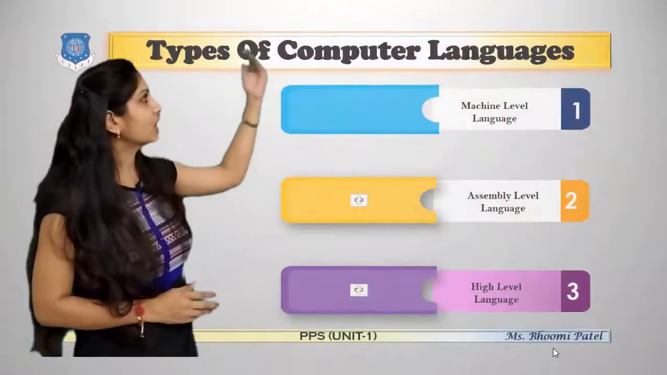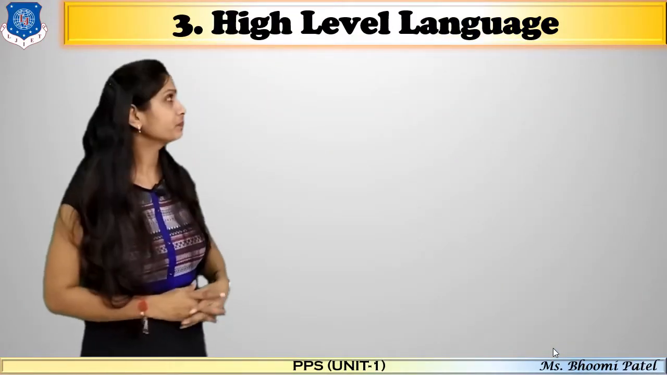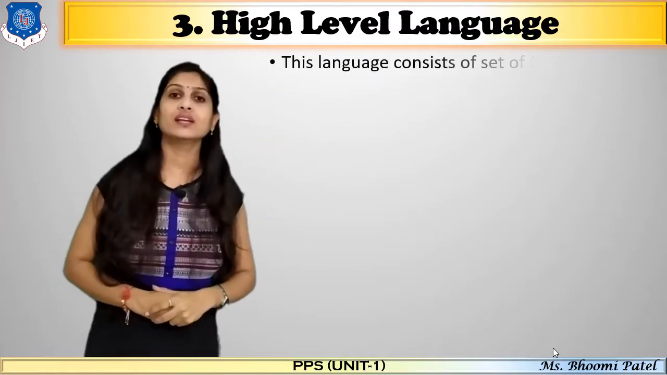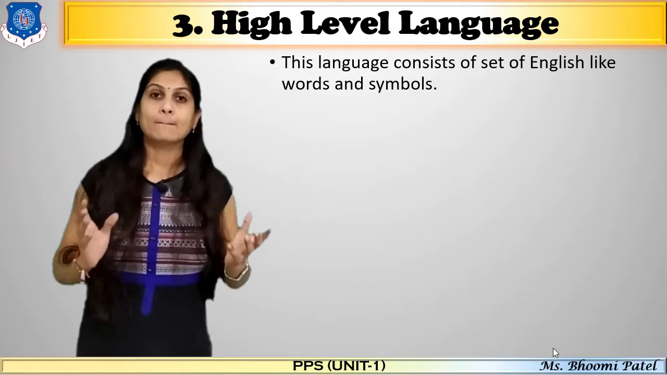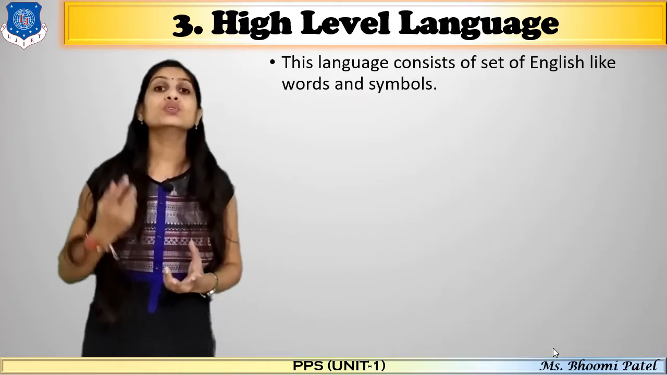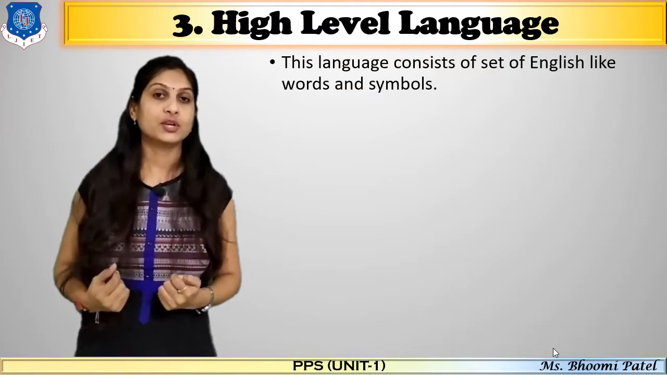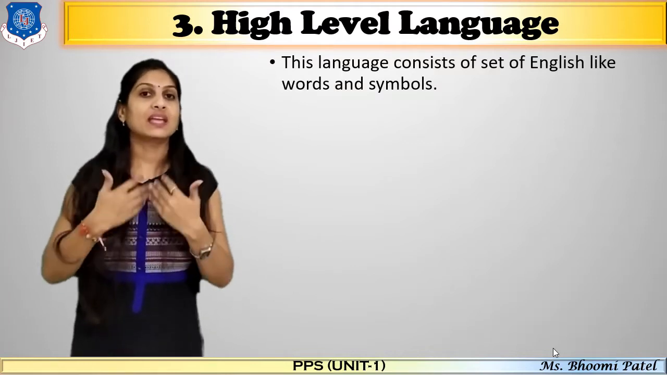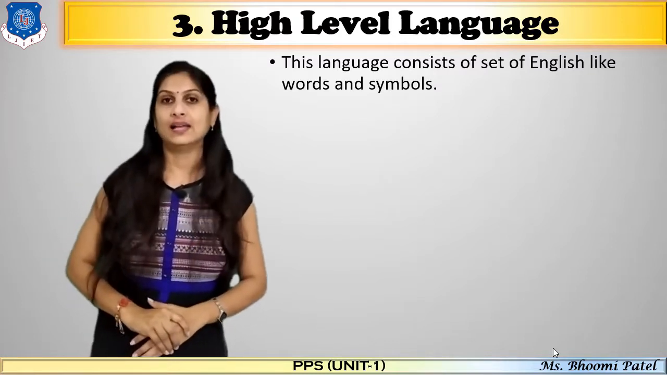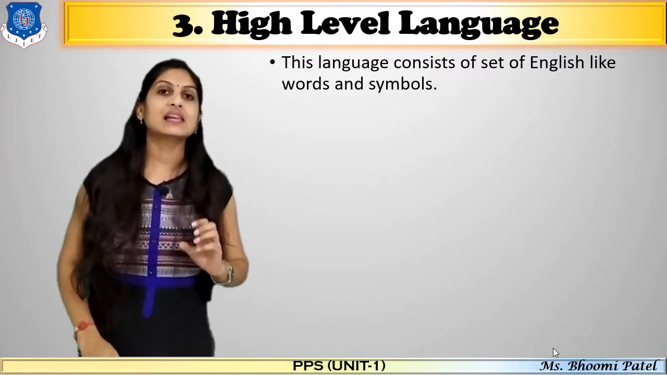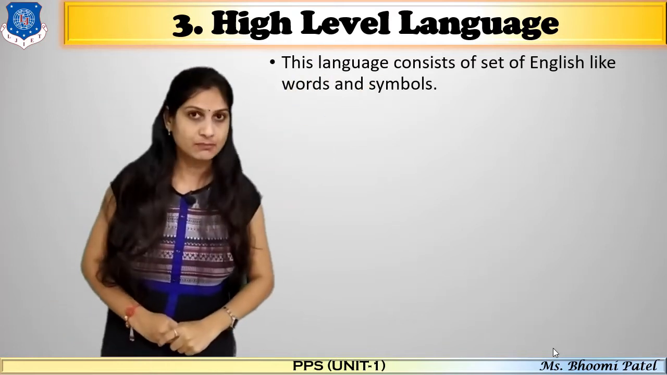Now switch to the third type of language, that is high level language. In a high level language there is no opcode, there is no 0 and 1, but it is a user oriented language, that is a human oriented language, meaning we are speaking in English. That type of language is our high level language. So high level language consists of English-like words and symbols.